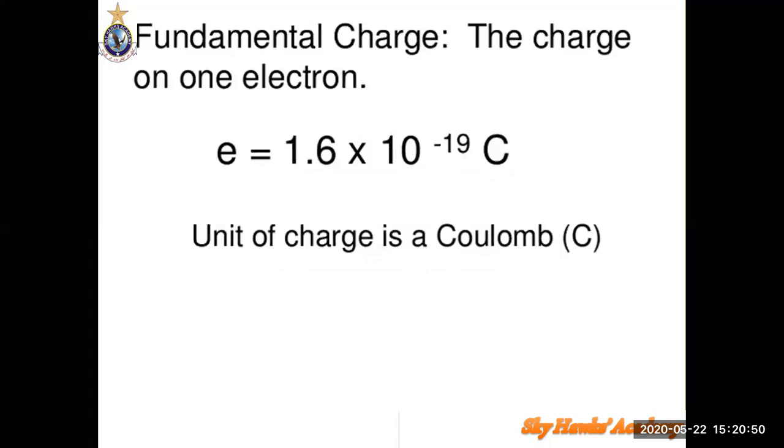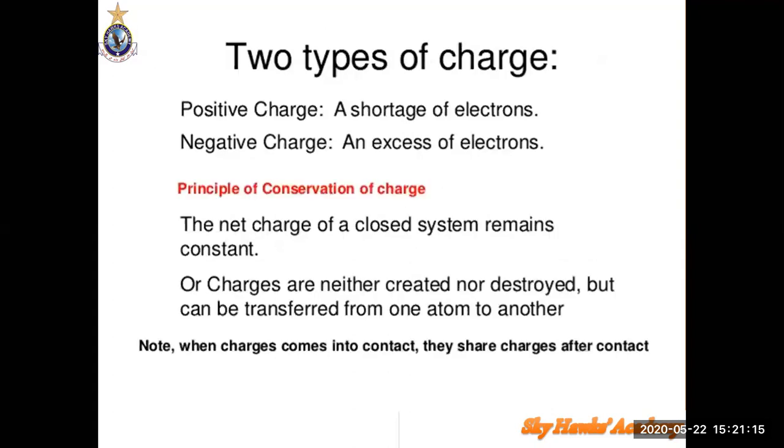All right. Fundamental charge. The charge on one electron is equal to 1.6 times 10 raised to the negative 19 coulombs. The unit of charge is a coulomb. So it's very basic information. So e is actually the amount of negative charge each and every body has, of one electron of every atom. There are two types of charges: a positive charge is a shortage of electrons, and a negative charge is an excess of electrons.